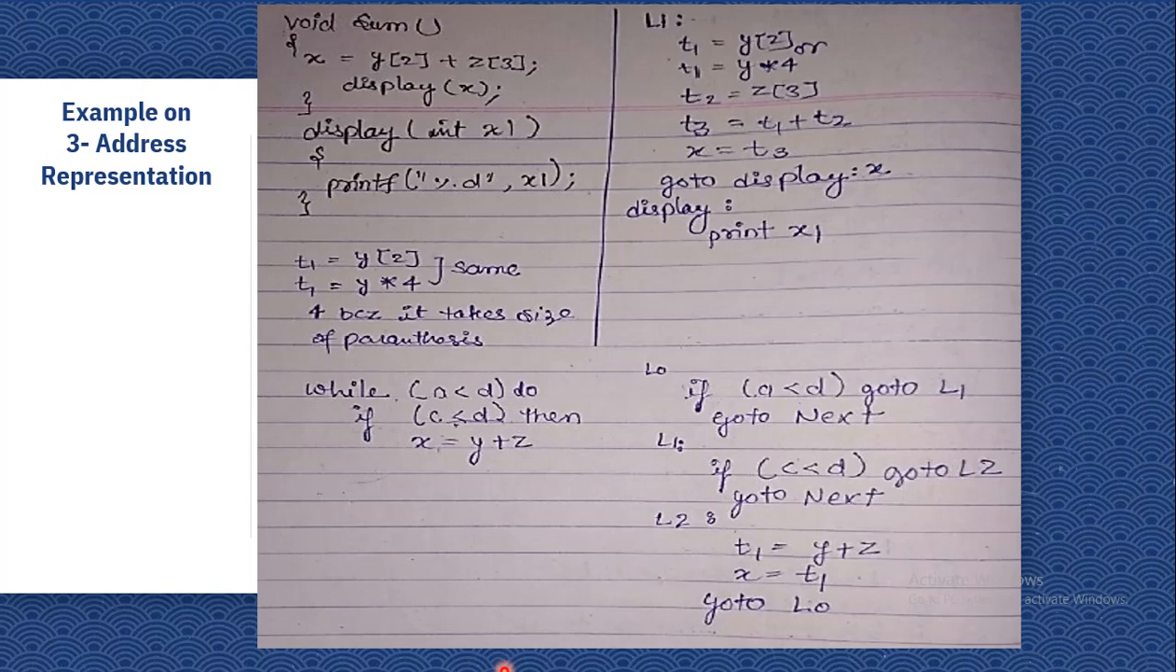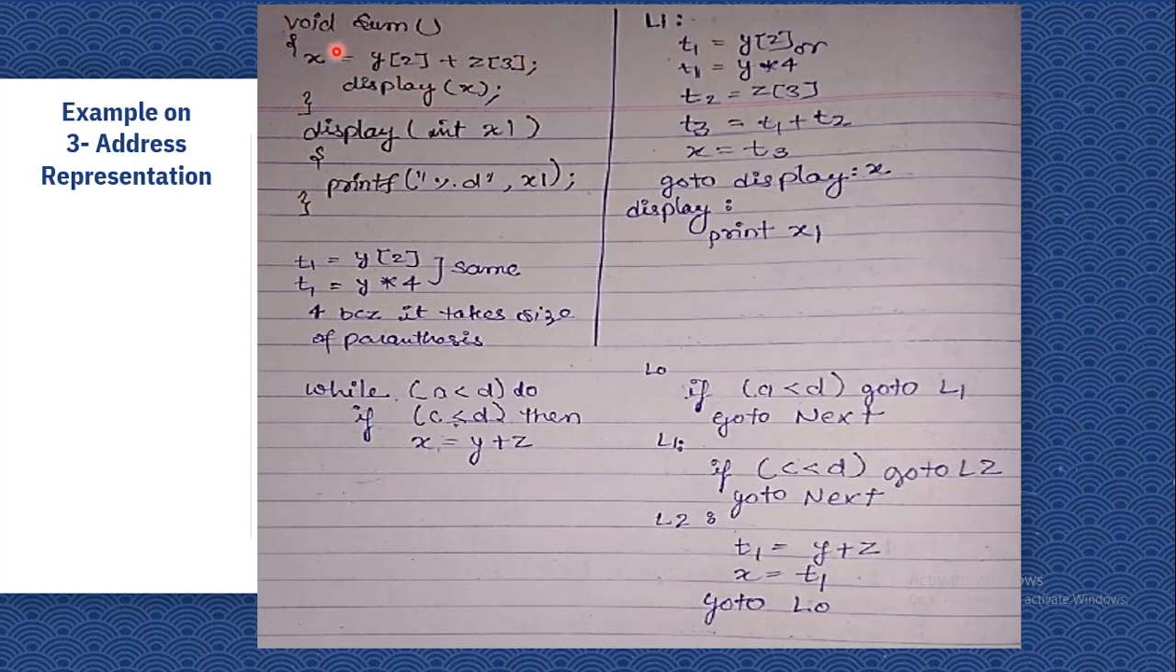This is the question. What happens if we have some procedures in place? Procedures we can use by using the labels. Same like display x, we are using display as a label. What happens in display x? Print x. Rest things are same. Yes, sum is nothing but the label L1, where we are doing this activity.